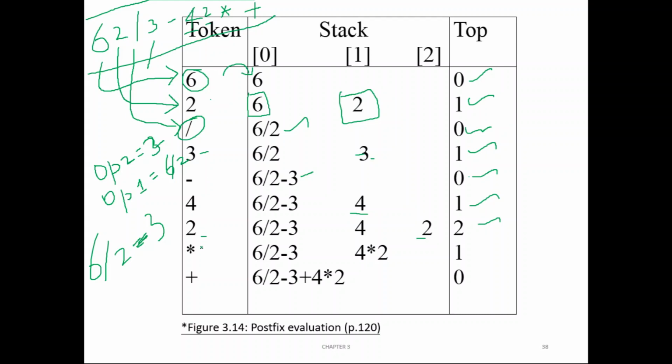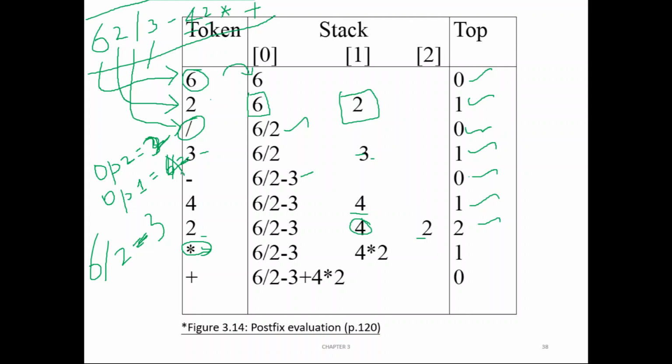Next, take the next token. What is that? Star. Star means again it is an operator. So again pop 2 elements from the stack. Whatever comes out of the first pop goes into operand 2, which is 2. When you pop for the second time, whatever you get, that is 4, gets into operand 1.